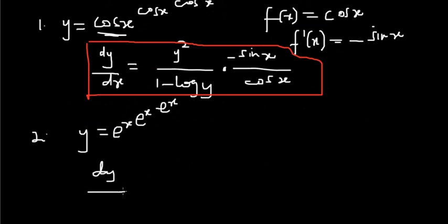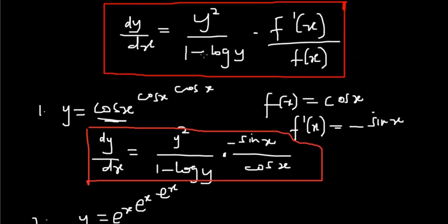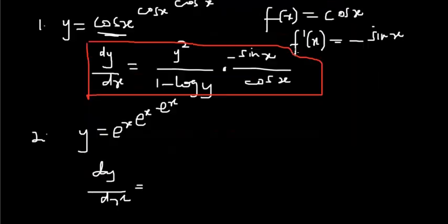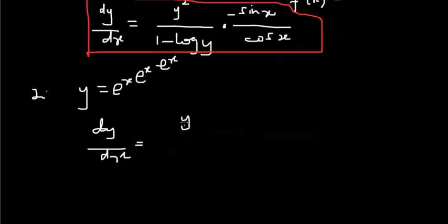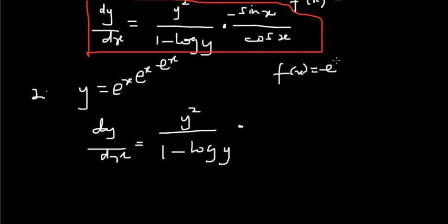Okay, so just find dy/dx. As the formula implies, y squared over 1 minus log y. Then you multiply that by f prime of x over f of x. So f of x is e exponent x, so f prime of x will be e exponent x. Hope you know this already.